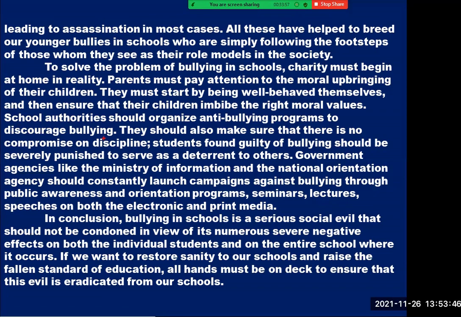So if schools organize anti-bullying programs to sensitize and reorientate the students, that is a good way to solve the problem. They should also make sure that there is no compromise on discipline. All right, that's another way to solve the problem. Students found guilty of bullying should be severely punished to serve as a deterrent to others.